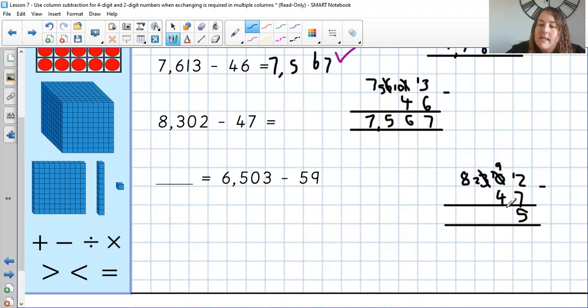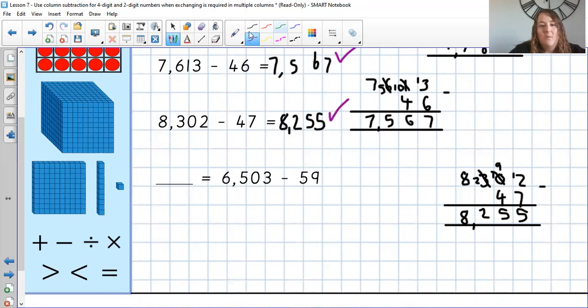9 take away 4 is 5. 2 take away nothing is 2. And 8 take away nothing is 8. So the answer we have is 8,255. And again, if you got that one, that's the tricky one here, so give yourself an extra big tick.